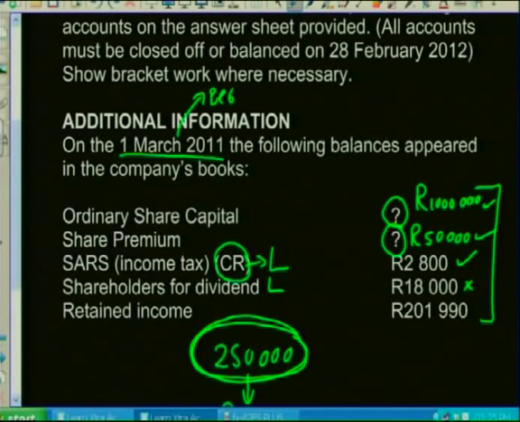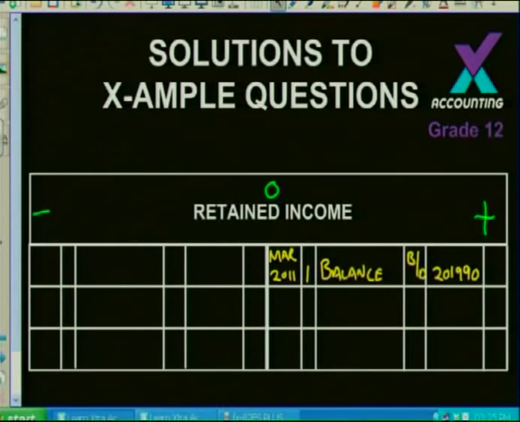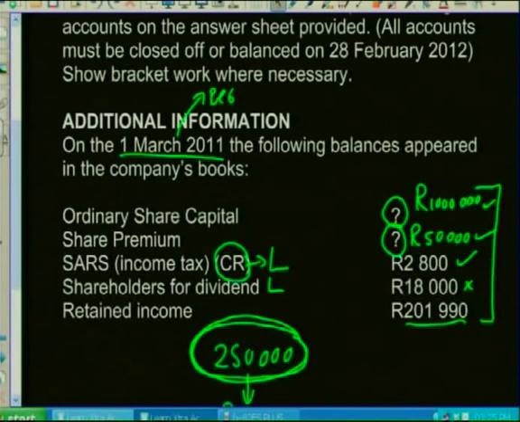And then finally, retained income. This is how much of profits the company has accumulated. Let's bring down that opening balance. Retained income, owner's equity. Profits always good for the business. So on the credit side, this amount of 201,990 Rand, balance brought down again at the beginning of the year. Right, so we've brought down our opening balances.